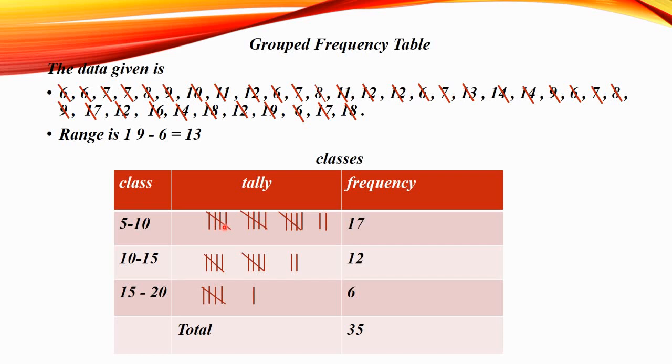So here we have in the first class, 5 to 10, 3 sets of 5 plus 2, so here we have got 17. In the second class, 2 sets of 5 plus 2, that is 12. In 15 to 20, we have 1 set of 5 plus 1, and that is equal to 6. So the total frequency is 35. Like this, we will be grouping the ungrouped data into small groups.